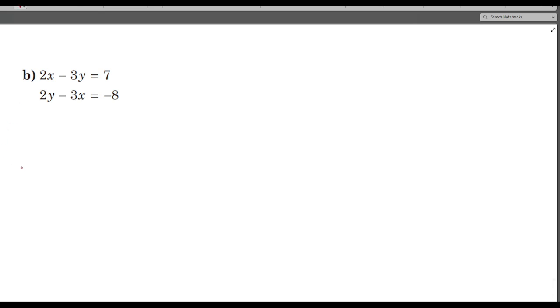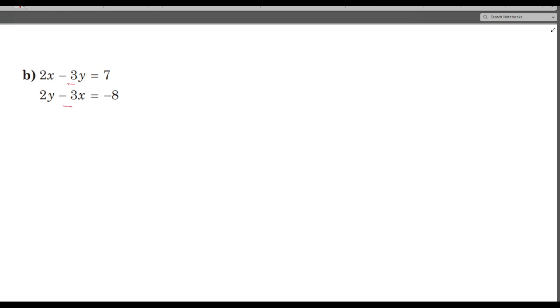Now B part. Okay, so here x and y are given, but their positions are interchanged, right? Some students will think that here also I have minus 3, let us subtract, but don't do that. See, this is the y term and this is the x term. So better you first rewrite the equation.